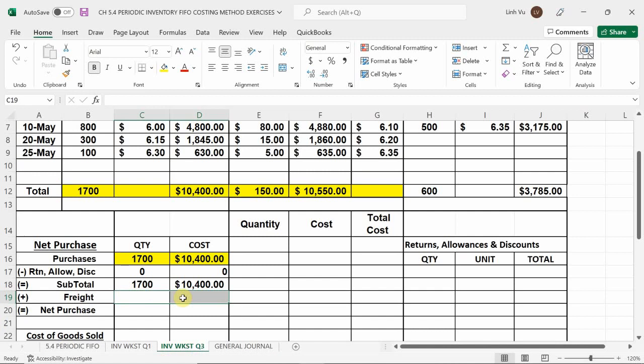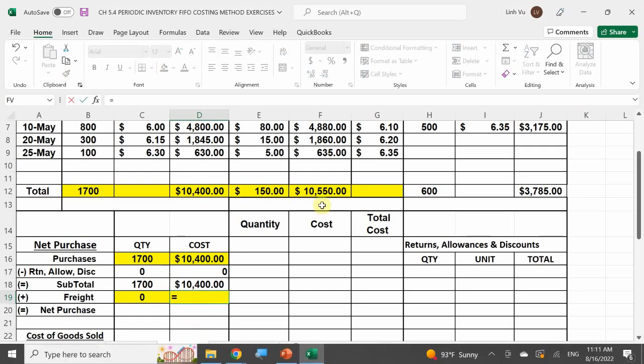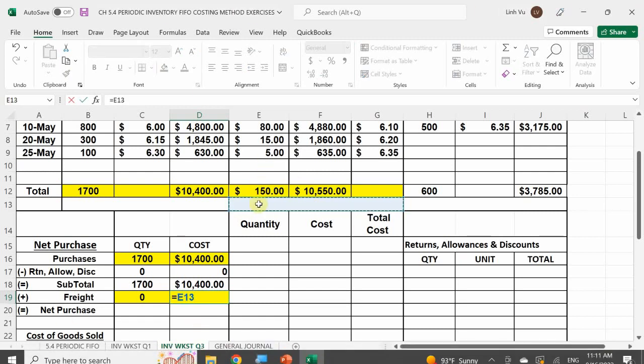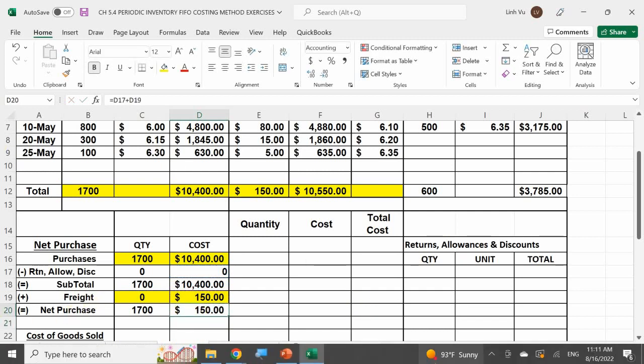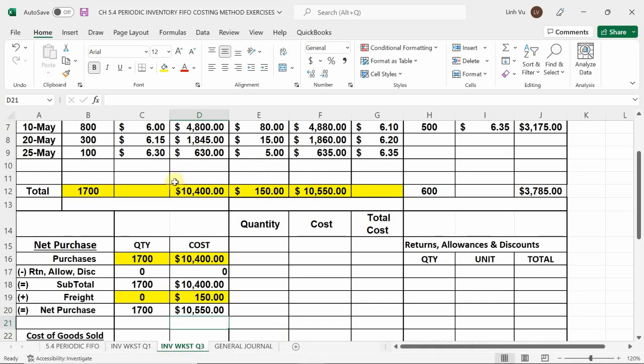Okay. My freight is also derived from the totals up here, right? Freight doesn't add to quantity, but it does add to total cost. So here we have $150 worth of freight. Now because they add to the cost, that's exactly what you're doing. You're going to add your numbers up together. So in this case, I missed a number here. You're going to add 10,400 with 150 to get your 10,550. And then you just match it there.